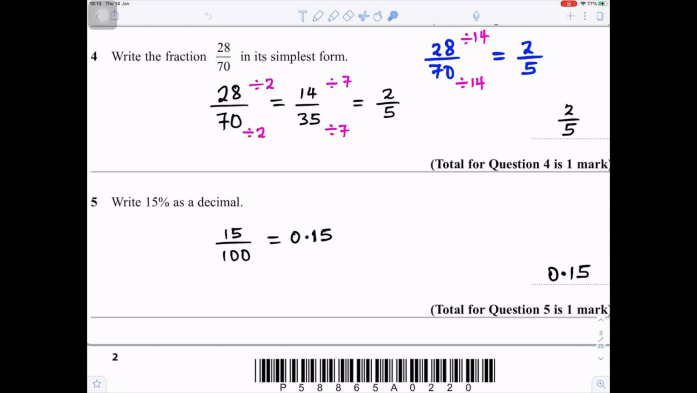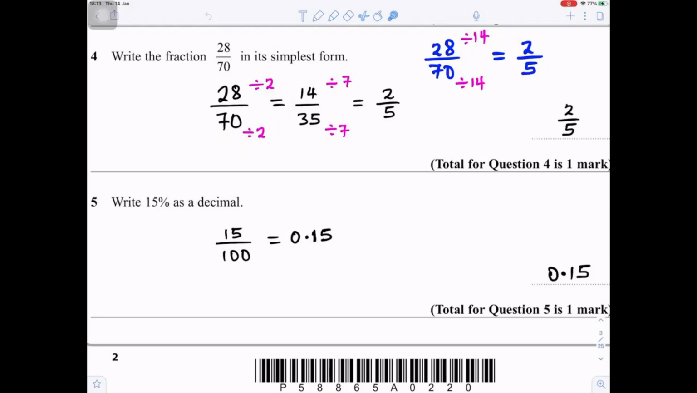Question number 4. Write the fraction 28 over 70 in its simplest form. We can divide: even number at the top, even number at the bottom. So half of 28 is 14, half of 70 is 35. And you can divide again: 14 divided by 7 is 2, and 35 divided by 7 is 5. It's 2 over 5. Or if you know your 14 times table, 28 divided by 14 is 2, and 70 divided by 14 is 5. So you go in one step to the answer, but here you go in 2 steps.